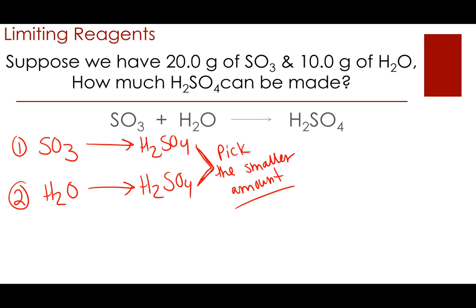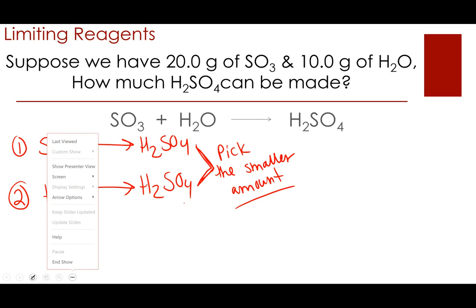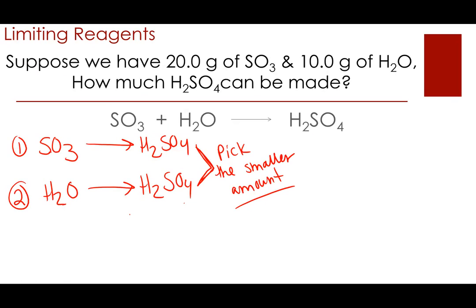Okay. So that's going to be the process. Stoichiometry from SO3 to our product. Stoichiometry from water to our product. Pick the smaller number. Right, so let's clear this slide. Let's do it this way.